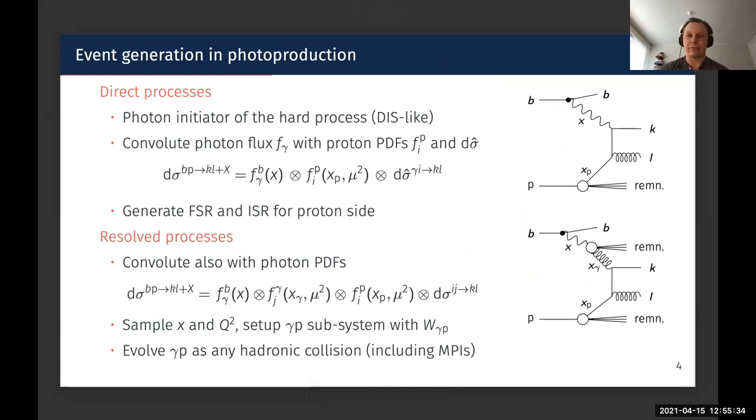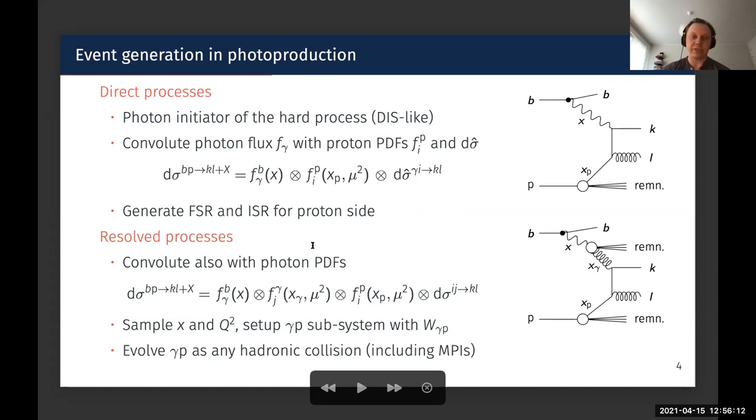And for photoproduction, we need to take into account two different components, as already explained. So we have the direct processes where the photon actually acts as the initiator for the hard process. So it's similar to DIS then. And to calculate this factorized cross-section, we need to convolute the photon flux with the proton PDFs and then with the parton cross-section. And then in Pythia, we want to simulate the final state radiation. And in these processes, we also only need to generate the initial state radiation for the proton side, but not on the photon side.